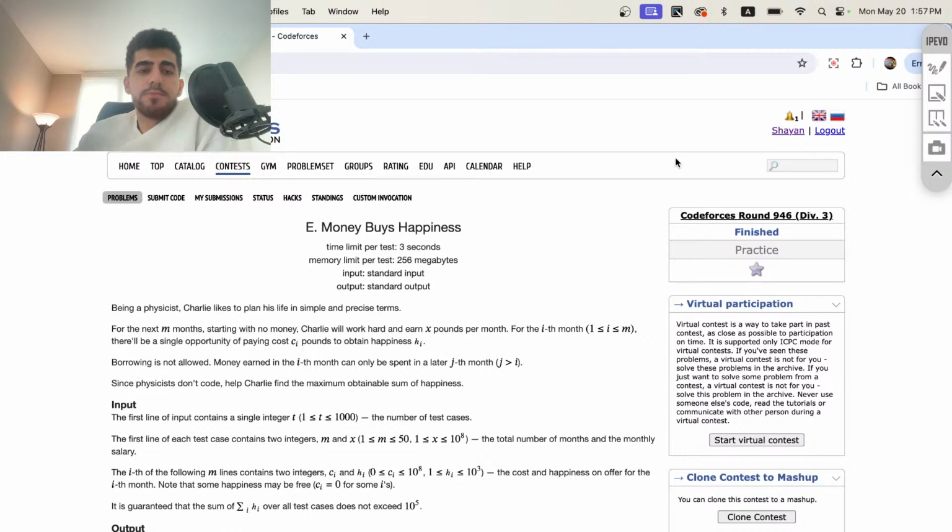Money buys happiness. Being a physicist, Charlie likes to plan his life in simple and precise terms. For the next M months, starting with no money, Charlie will work hard and earn X pounds per month. For the ith month, there will be a single opportunity of paying cost c_i pounds to obtain happiness h_i. Borrowing is not allowed. Money earned in the ith month can only be spent in a later jth month. Since physicists don't code, help Charlie find the maximum obtainable sum of happiness.